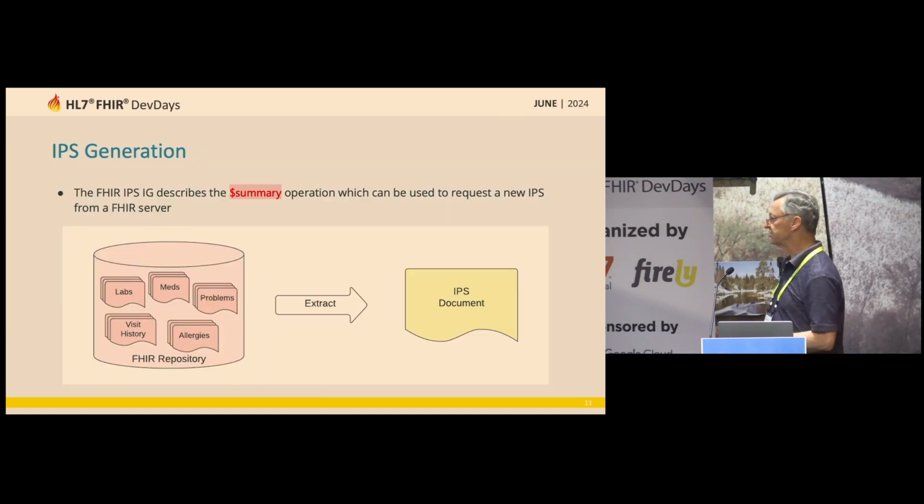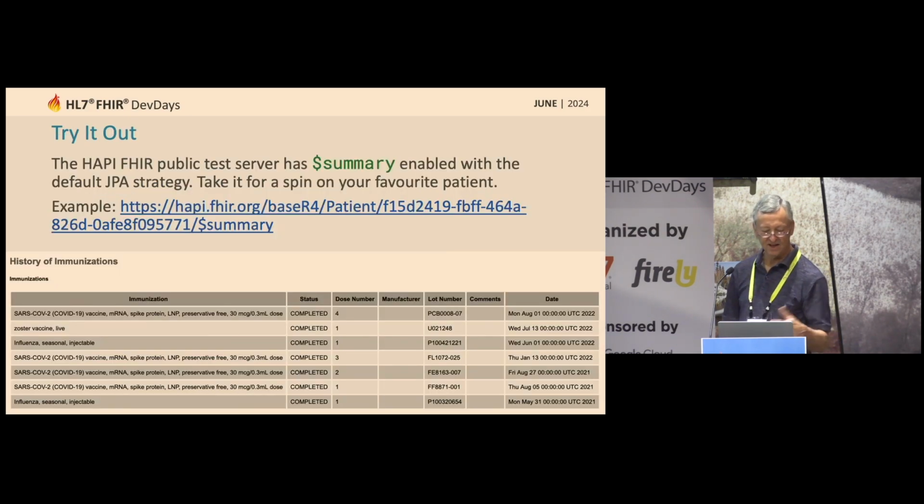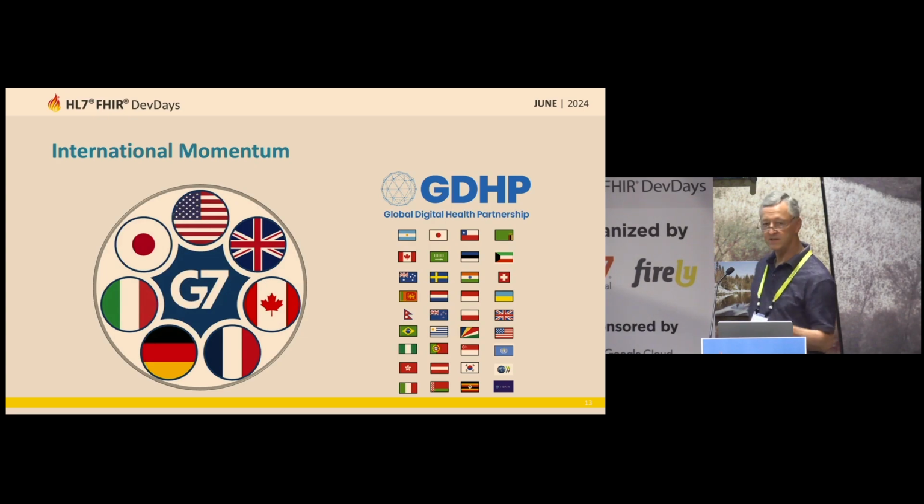So this is just a couple of slides that I stole from James about IPS generation from HAPI. Again, HAPI is supporting this now. It looks like I'm going to run out of time here, but I've got a few minutes. The summary operation and how that works, you can ask him or refer to his presentation for more, and you can try it out. He's got a link there for how you can generate an IPS instance. And now we'll move on a little bit, kind of where we're going, a little more internationally.